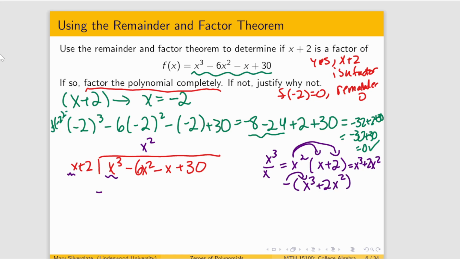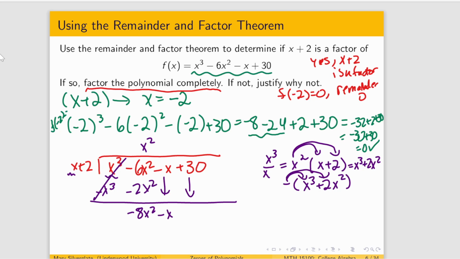So negative x cubed and a negative 2x squared. X cubed minus x cubed gets us 0 like I expect. Negative 6x squared minus 2x squared gets us negative 8x squared. And then you drop down the minus x and the plus 30. Now you repeat your algorithm. So you ask yourself, x goes into negative 8x squared how many times? Which is really asking you to do negative 8x squared divided by x. That gets you negative 8x.